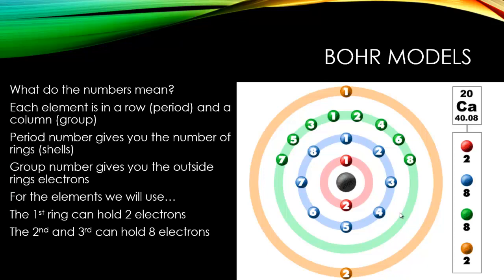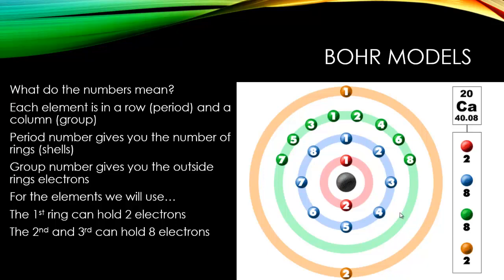So you can find that out by looking at the periodic table. Each element is in a row, which is called a period, which is why the table is called the periodic table, because it's the table organized by period. And each element is also in a column, which is called a group. If you look at the periodic table I supplied you with, it has the group numbers and the period numbers listed there. The group number gives you the number of electrons on the outside ring, and the period number gives you the number of rings.